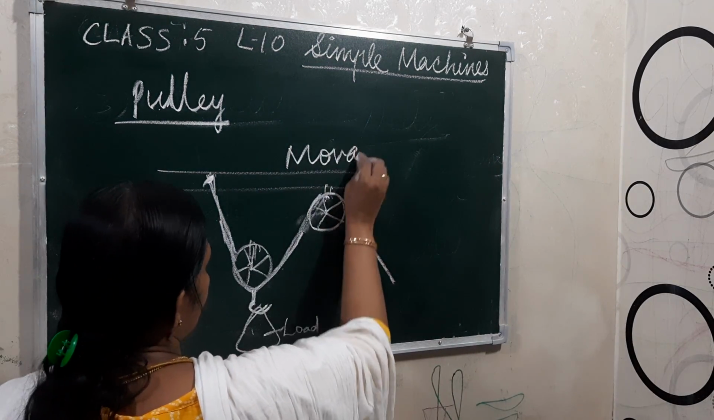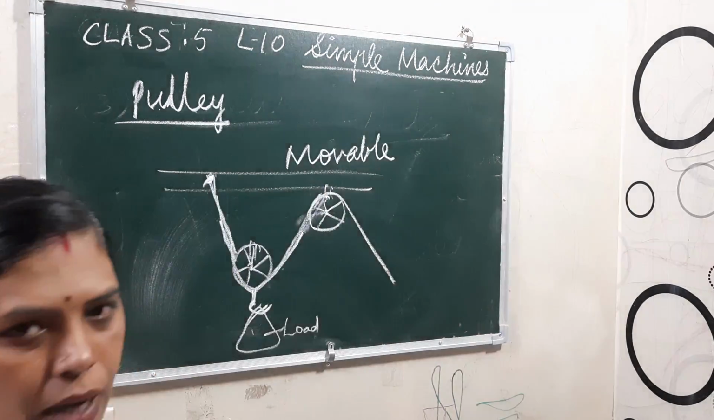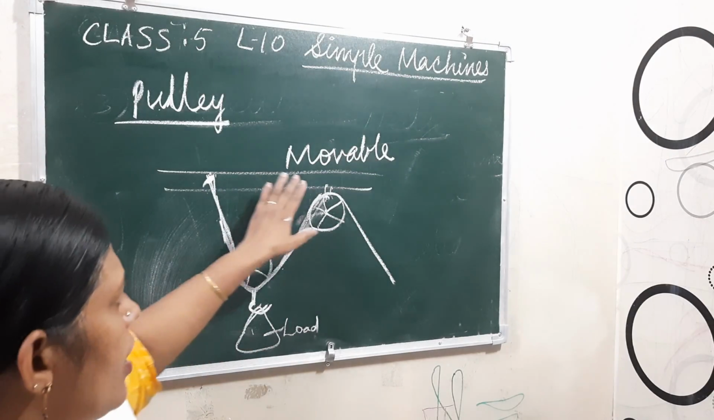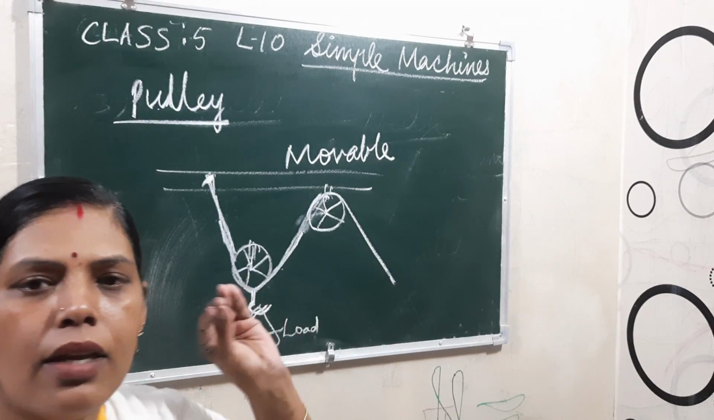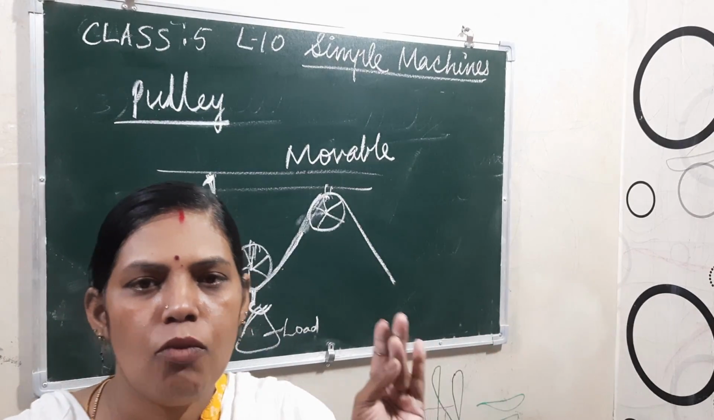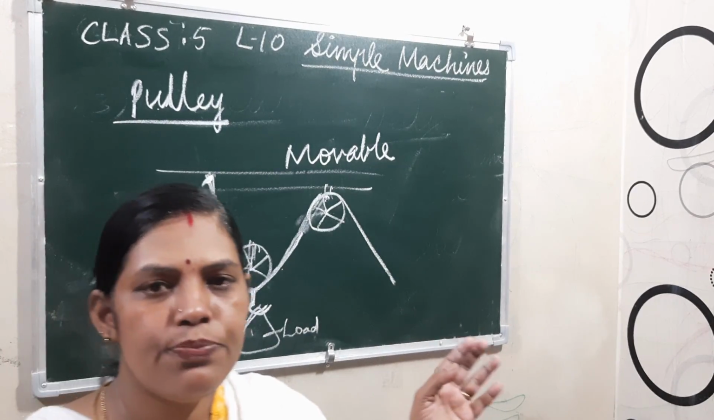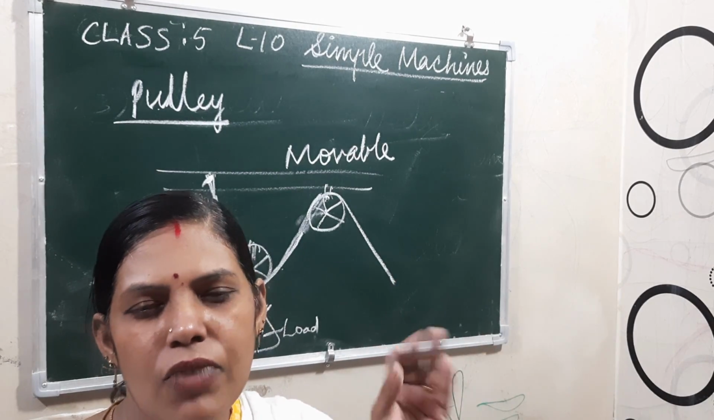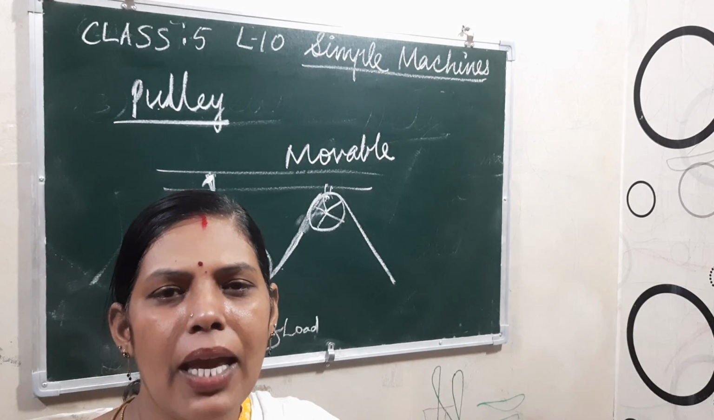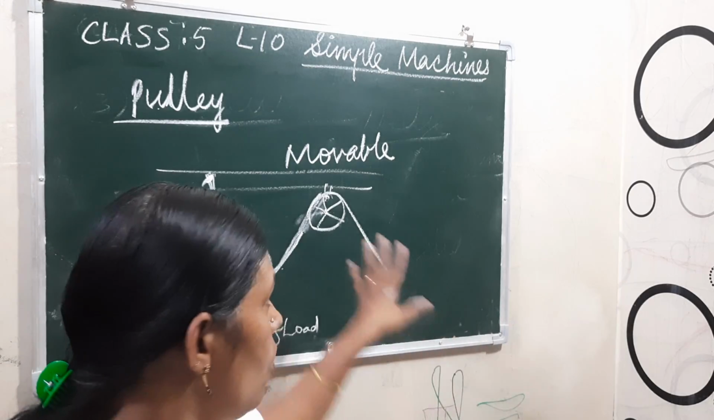Movable pulley. Okay, so understood this one? Those are the many simple machines you learned. What are they? The lever, then wheel and axle, then inclined plane, screw, and now the pulley.